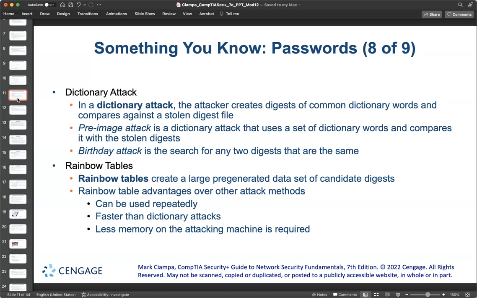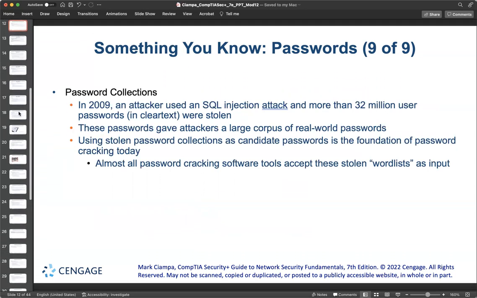It's faster than dictionary attacks because the step of hashing has already happened, and your rainbow table is actually a set of hashed values. And it needs less memory when attacking, and your machine doesn't need to be as powerful as what you need for the dictionary or brute force.